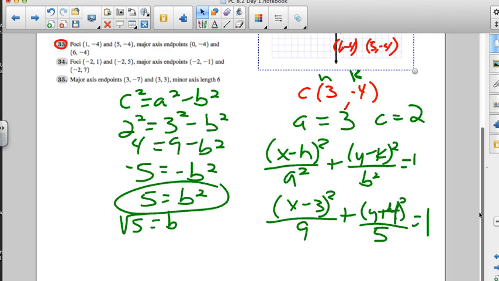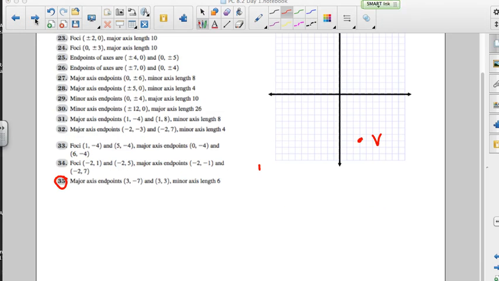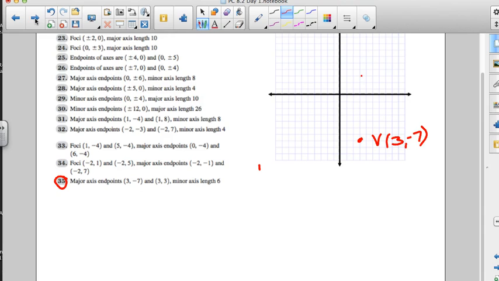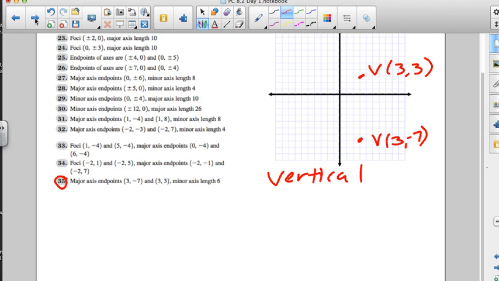Again, the sketch always helps you think through all the little pieces that you need when you're writing these. So number 35, same instructions, writing it in standard form. We have a major axis with endpoints at (3, -7). We'll graph those vertices. We have this (3, -7) and a (3, 3). And that tells us a couple of things. First, that of course gives us the fact that that is the major axis, and that tells us that this is going to be a vertical ellipse.